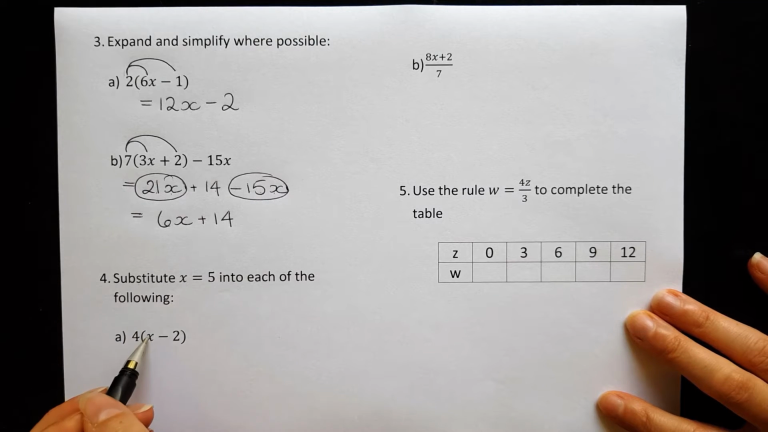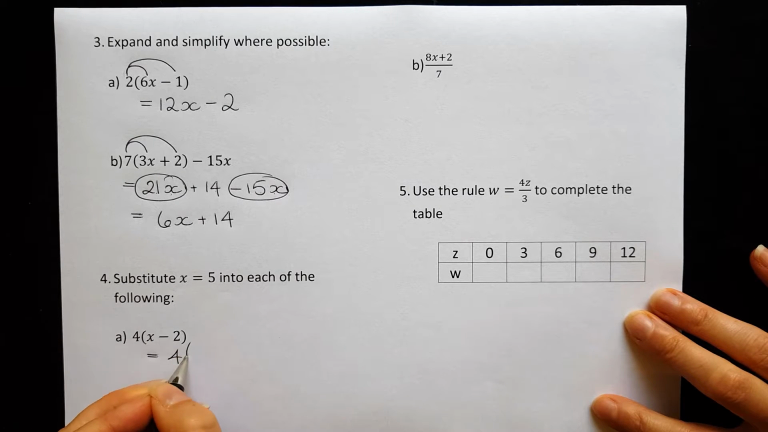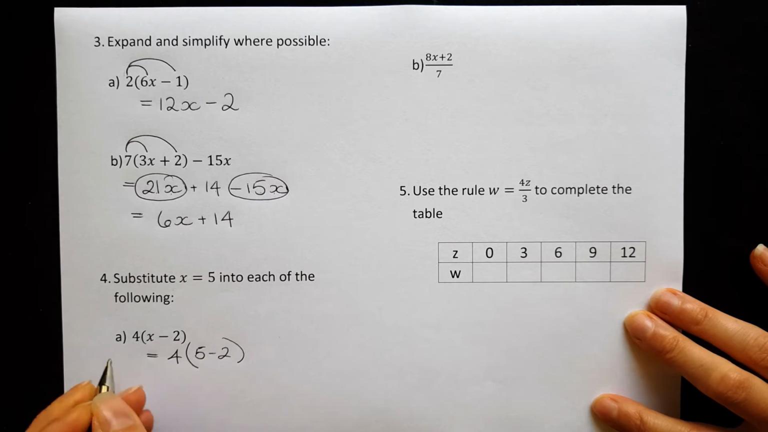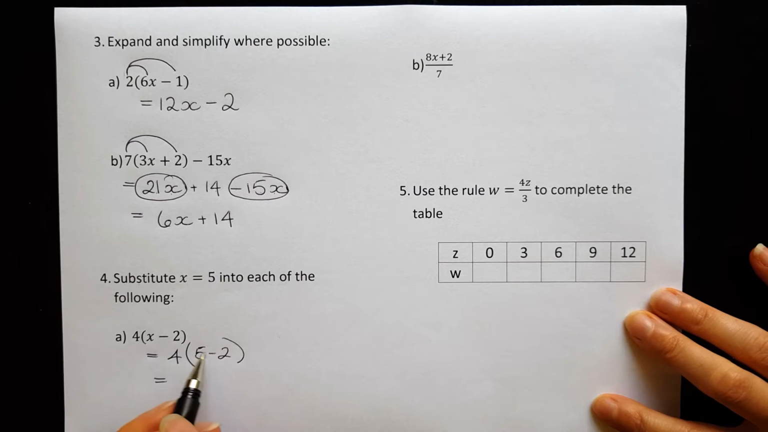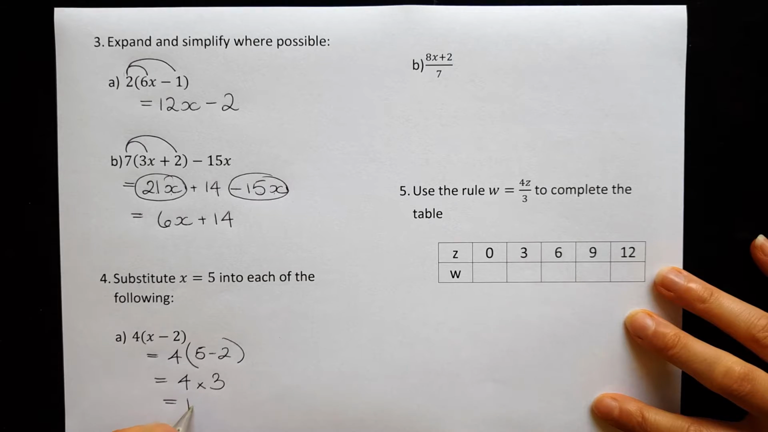Question 4, we want to substitute that x is equal to 5 into each of the following. So in here, if x is equal to 5, that would mean I have 4 bracket, instead of the x, I have a 5 minus 2. Now, order of operations says I do the bracket first. So let's leave the 4. 5 minus 2 is equal to 3. And that is multiplied with the 4. The bracket means that that's multiplied with what's in front of it. 4 times 3 is 12 for the answer.